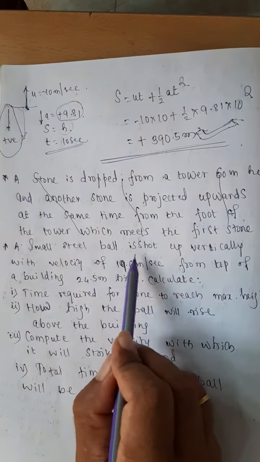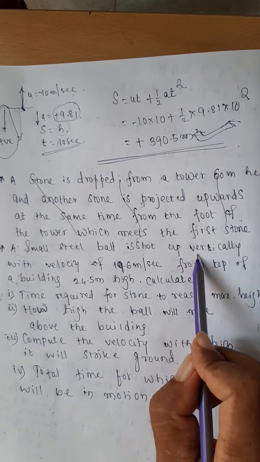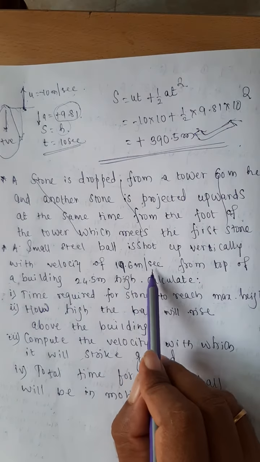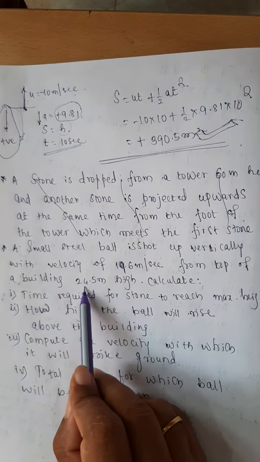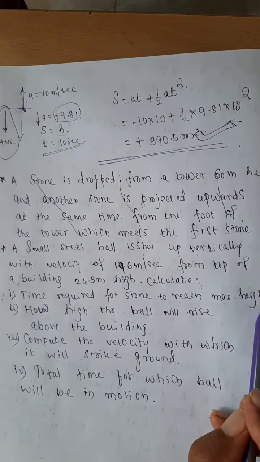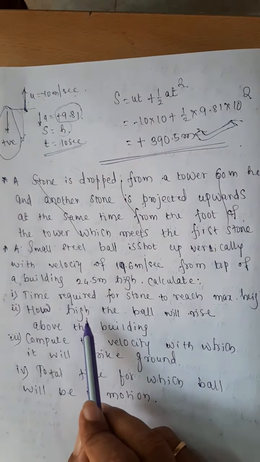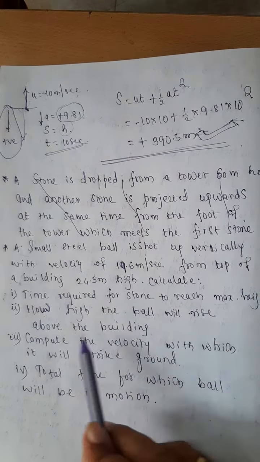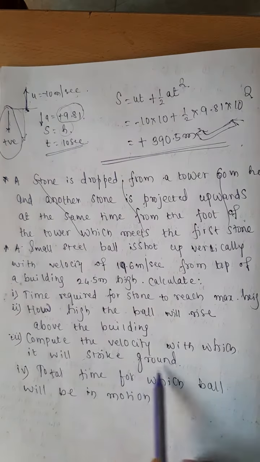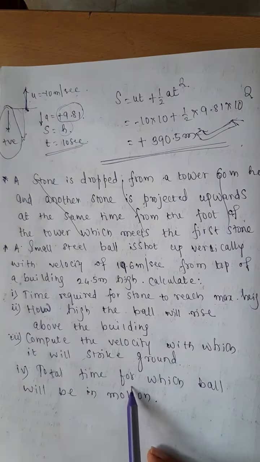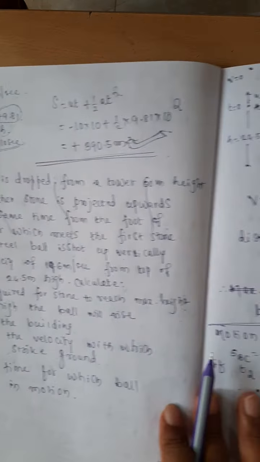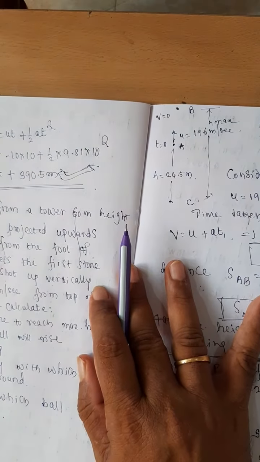A small steel ball is shot up vertically with a velocity of 19.6 meter per second from the top of a building 24.5 meter high. Calculate time required for the ball to reach the maximum height. How high the ball will rise above the building. Compute the velocity with which it will strike the ground and total time taken for which the ball will be in the motion.